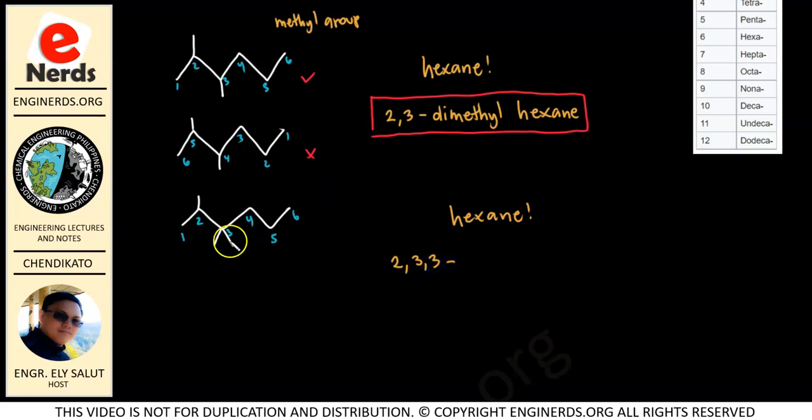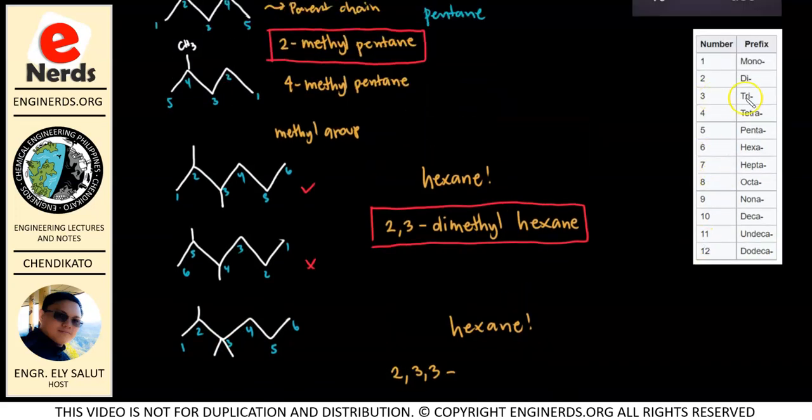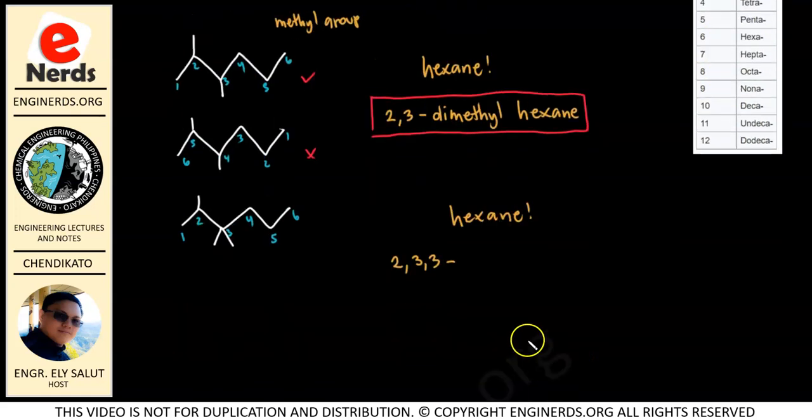So how many methyl we have? 3. So we have to use our number prefix tri in here. Okay? So we have tri. Then our substituent, which is methyl group, so trimethyl, and our parent chain, which is hexane. So this is the answer for this example, no?